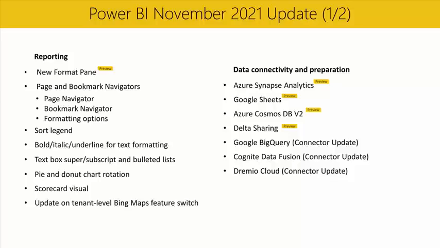Last month, we introduced a tenant level feature switch to enable or disable the Bing Maps visual. Along with this change, we indicated that Bing Maps moving forward will require explicit opt-in for new tenants and will be disabled by default.